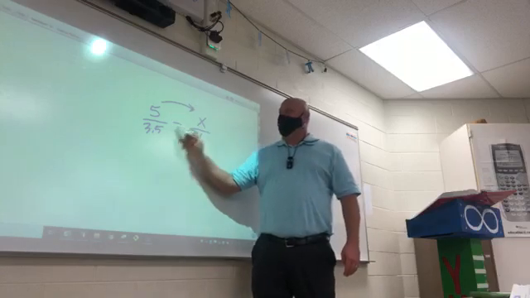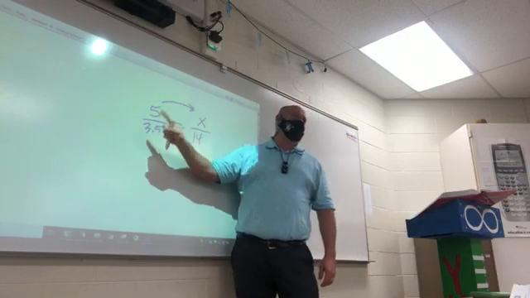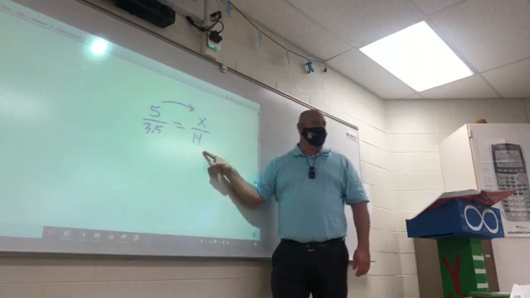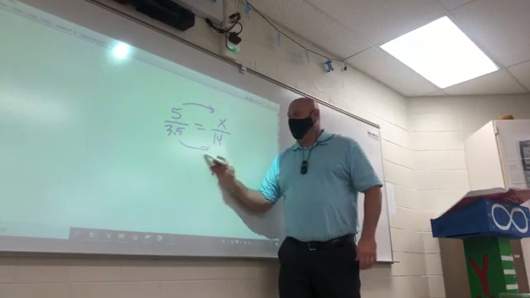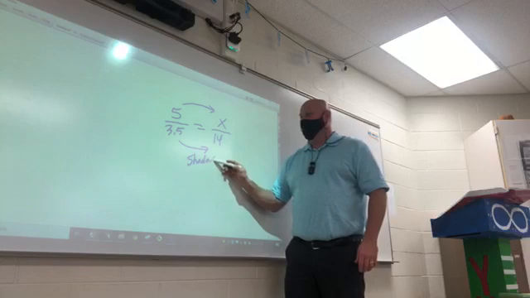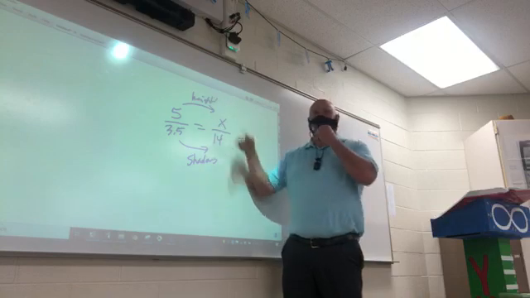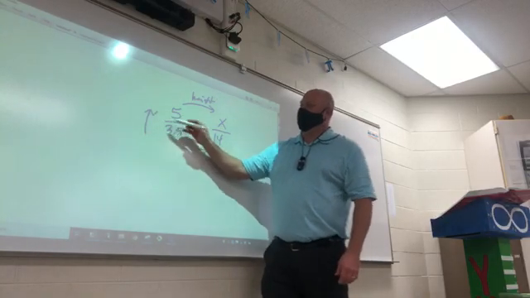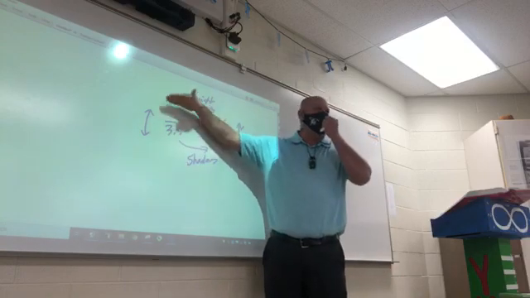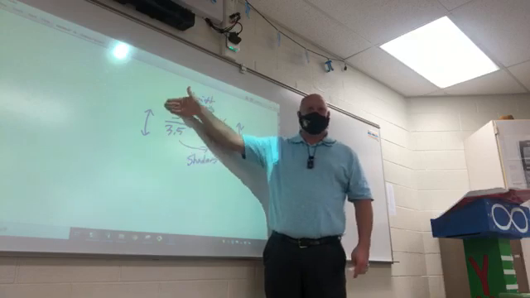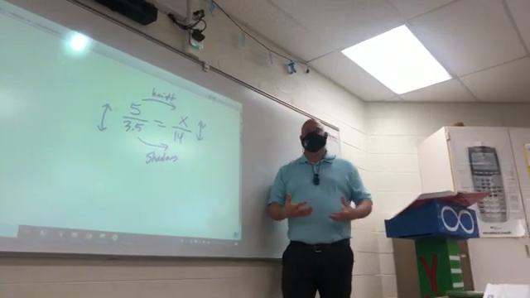Is there a relationship going sideways? Like, is there a relationship between the 5 and the x? Is there a relationship between the 3.5 and the 14? What is the relationship between the 3.5 and the 14? Aren't they both shadows? And then this is basically their height. So there is a relationship there. There also has to be a relationship going vertically, up and down. Is there a relationship between the 5 and the 3.5? Yeah, that's the person and his shadow. So as long as you have both relationships established, you're good.